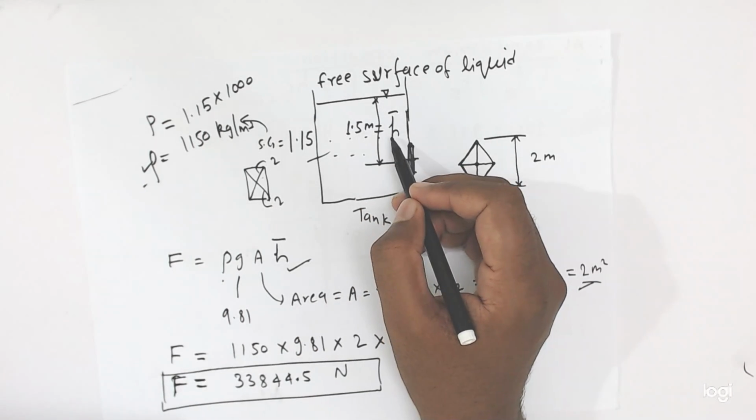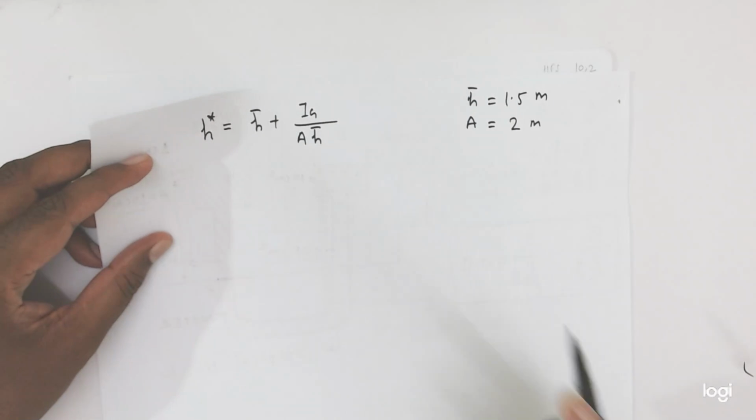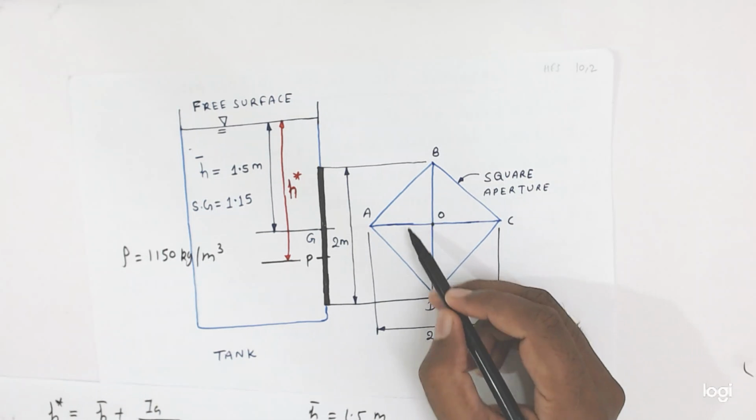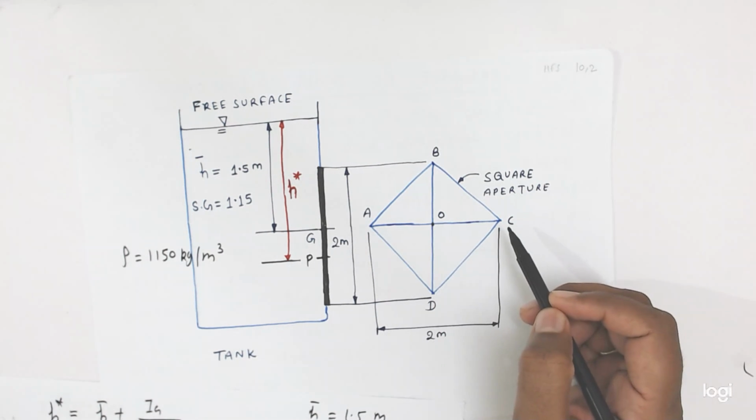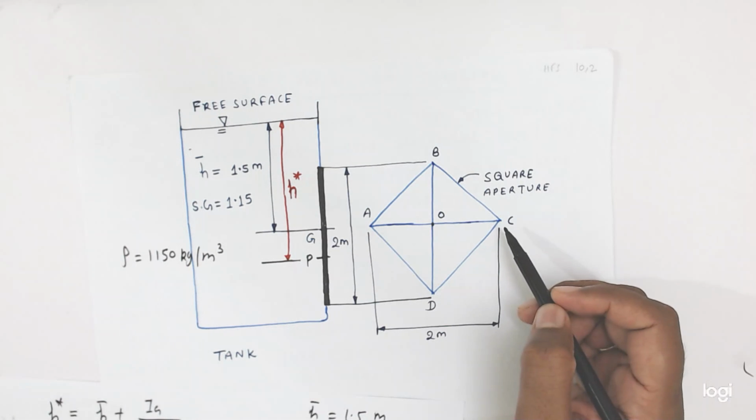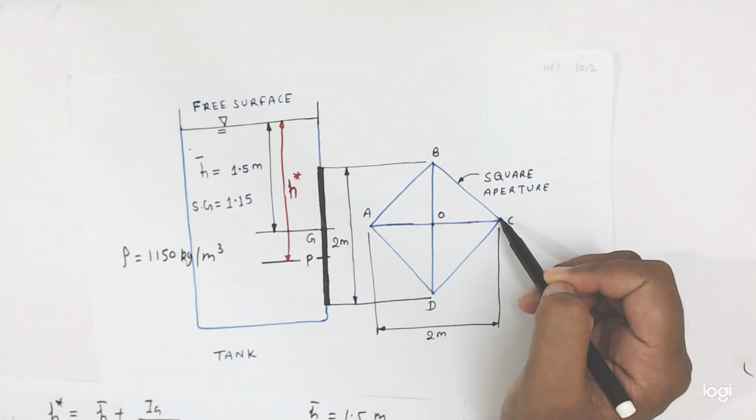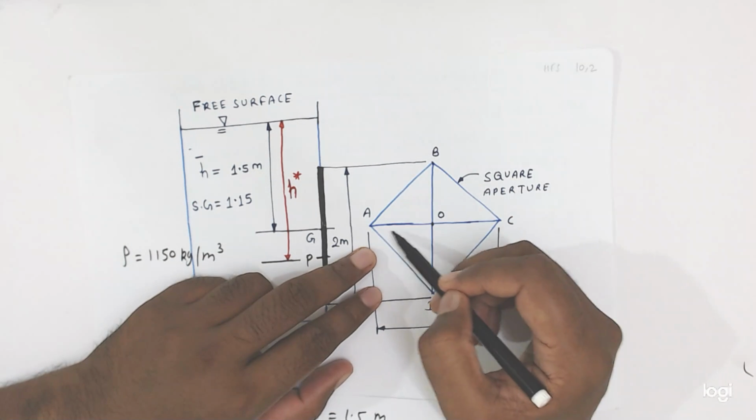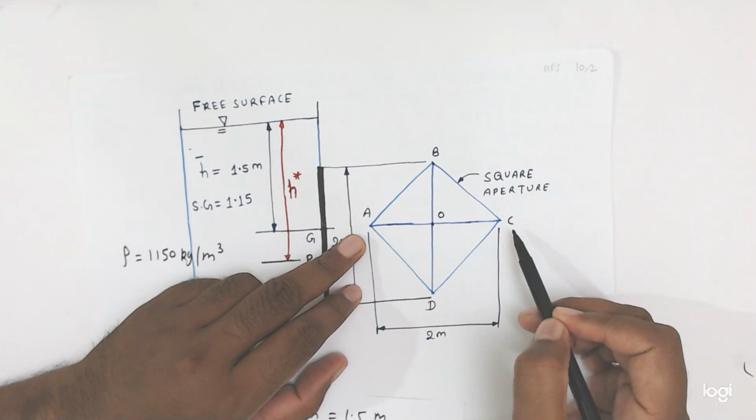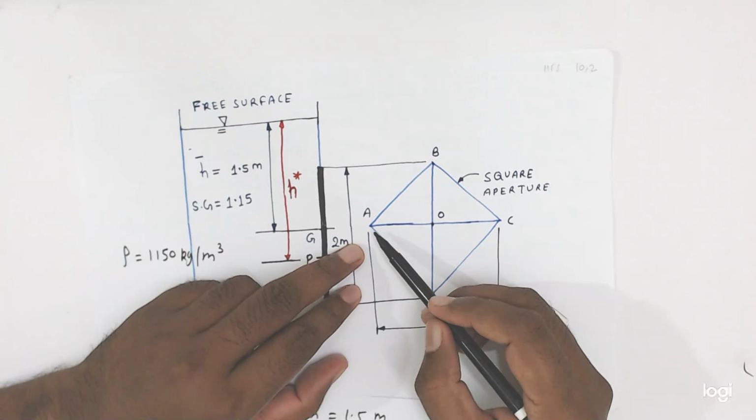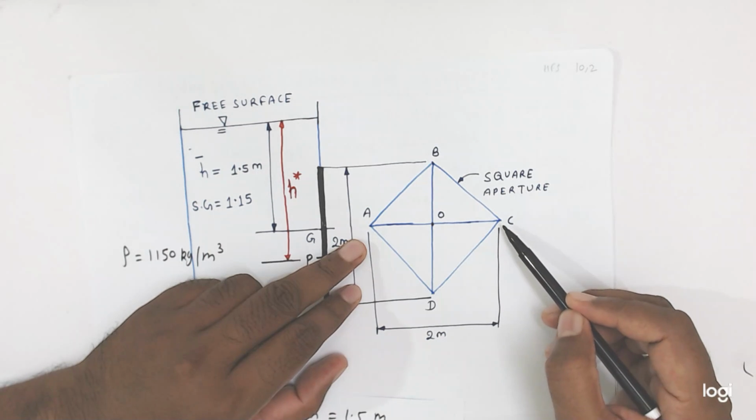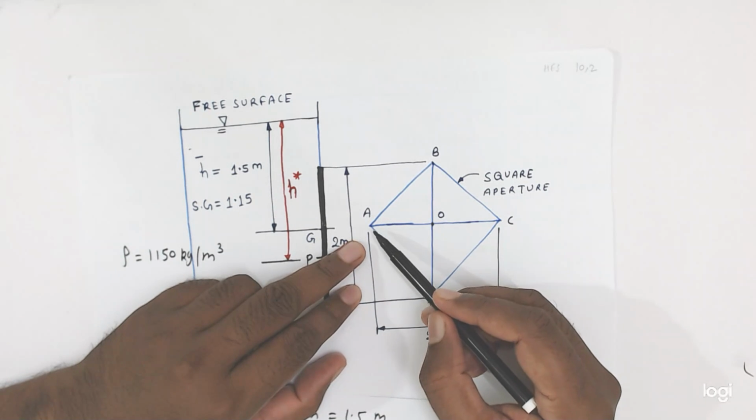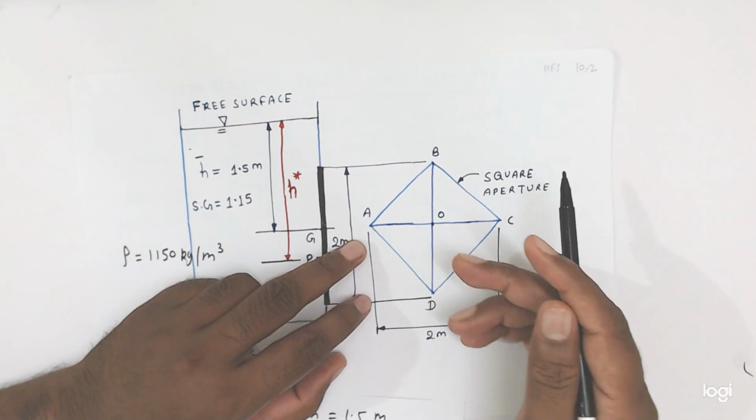Okay, friends. Now Ig is the moment of inertia about Cg. So friends, we have to find the moment of inertia of this aperture. How will we calculate this? Let's suppose we will divide it into two triangle shapes. One triangle is ACB and the second triangle is ADC. We will divide them separately, then we will add.